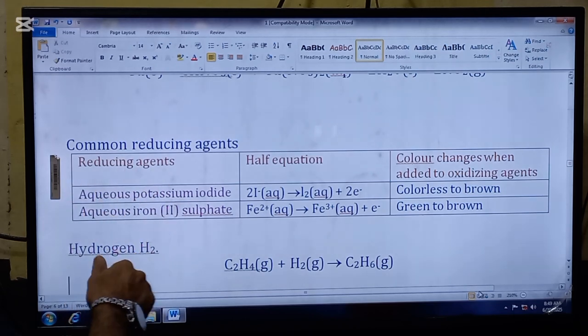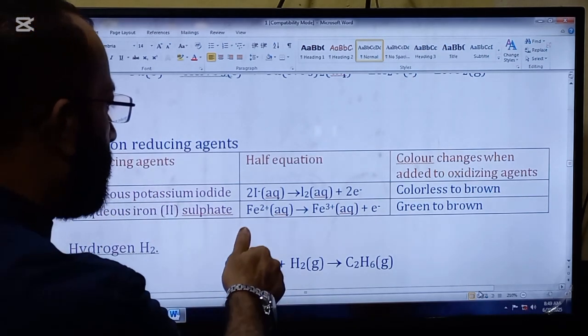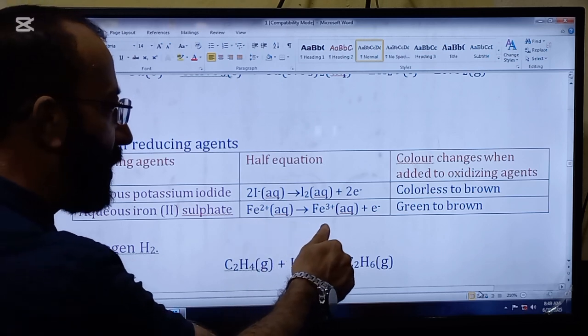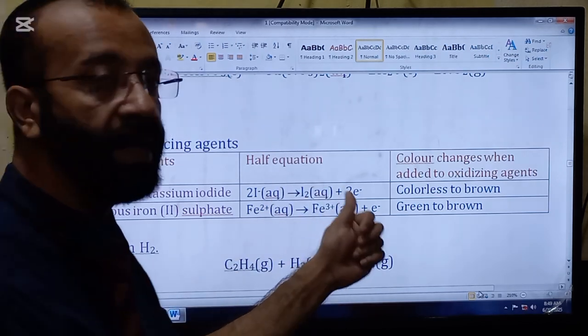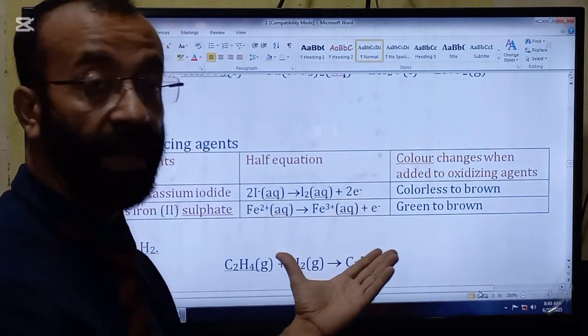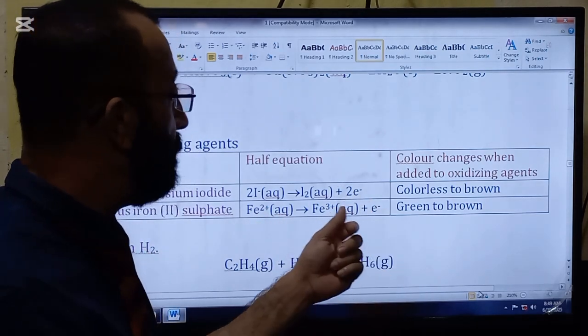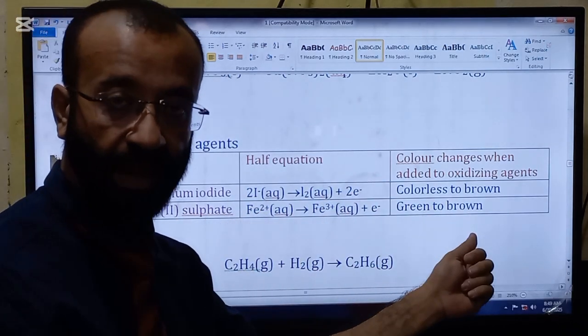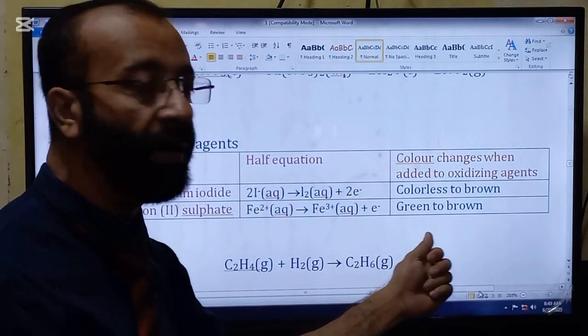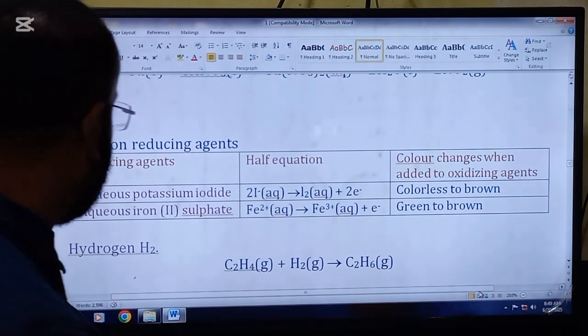The next reducing agent is aqueous iron sulfate. The half equation is Fe2+ forms Fe3+ plus an electron. So you have to practice these half equations a lot because these come in the paper. And when this reducing agent is added to an oxidizing agent, its color will change from green to brown.